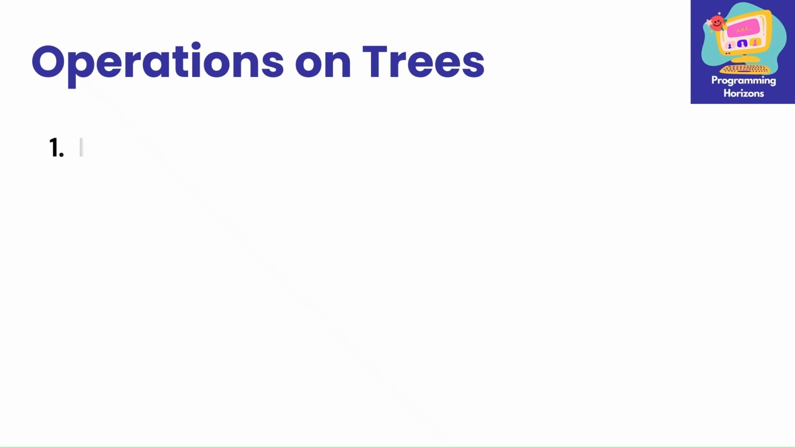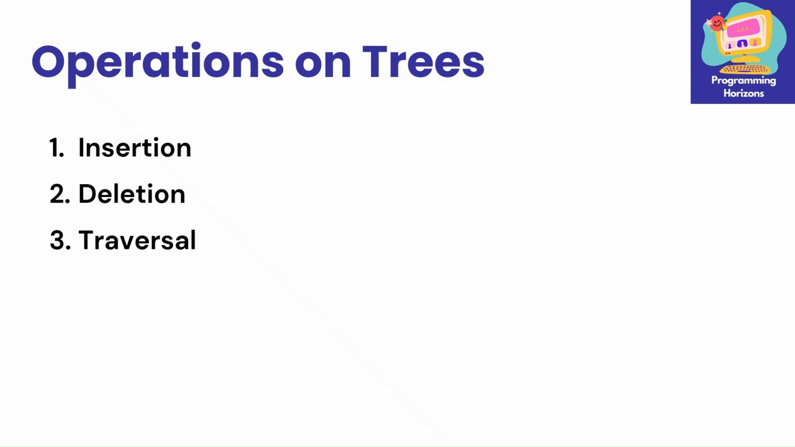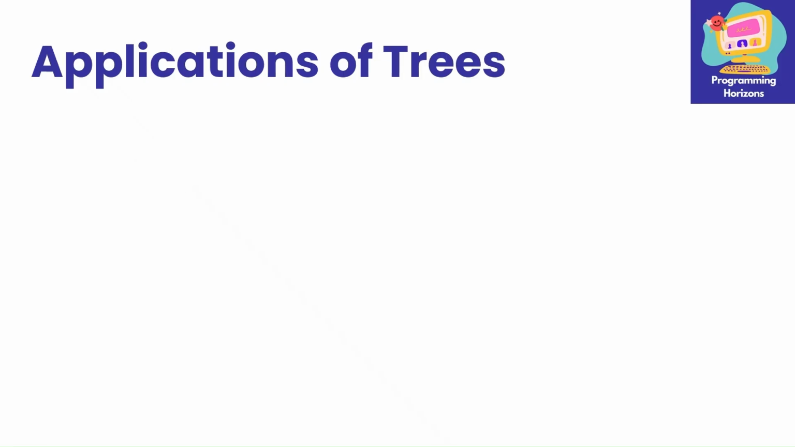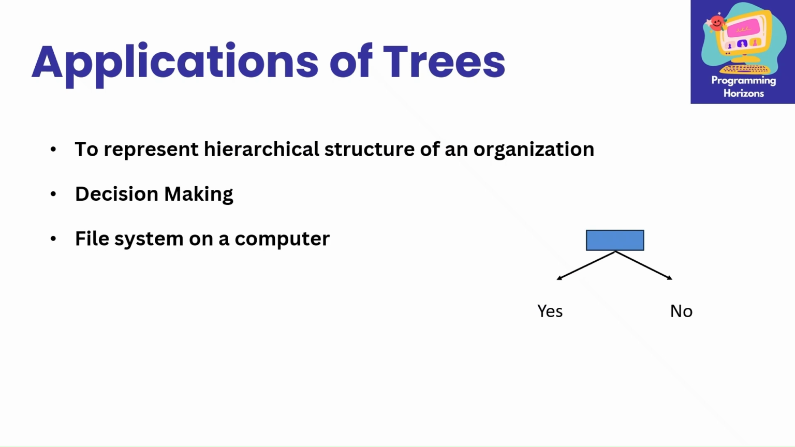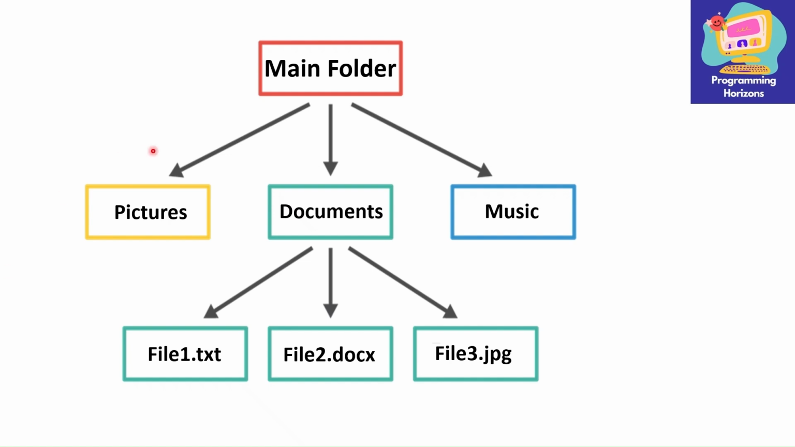Operations on a tree data structure include insertion of a node, deletion of a node, traversal through the tree, and searching. Tree data structures are great for representing the hierarchical structure of an organization, decision making, for example, while you are answering yes/no questions, and also for representing file and folder structure on a computer. For example, in this diagram, we have a main folder at the top which consists of three subfolders, and then we have a document folder which further has 3 files. So in this way we can represent the file or folder structure on our computer system using a tree data structure.